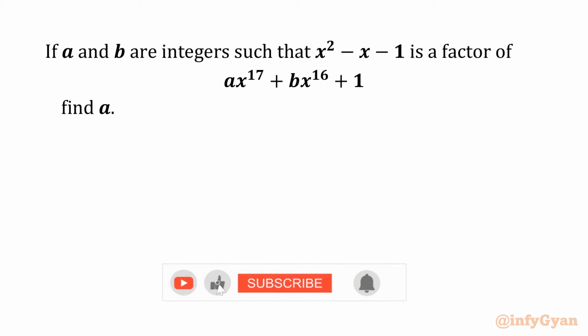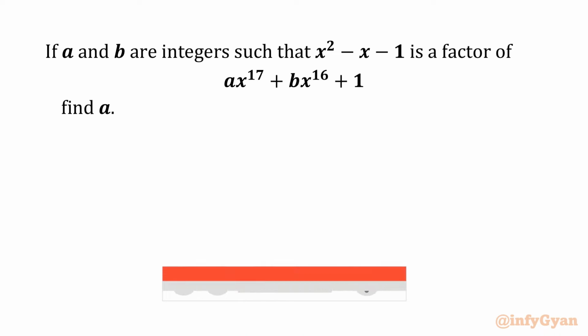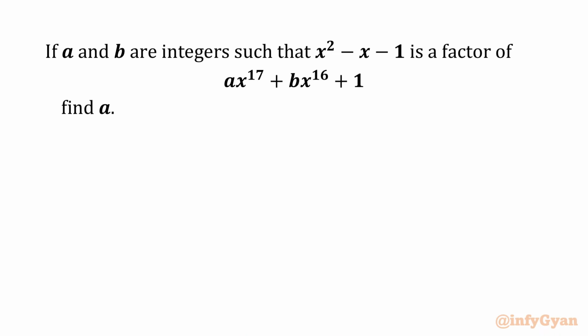Today in this video we are going to solve one very interesting and challenging question from algebra. If a and b are integers such that x square minus x minus 1 is a factor of ax power 17 plus bx power 16 plus 1.